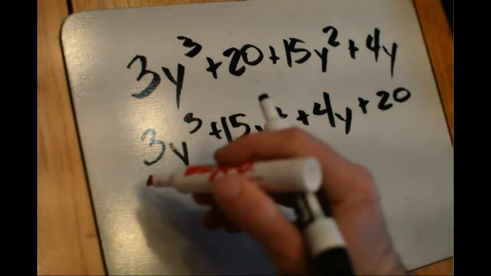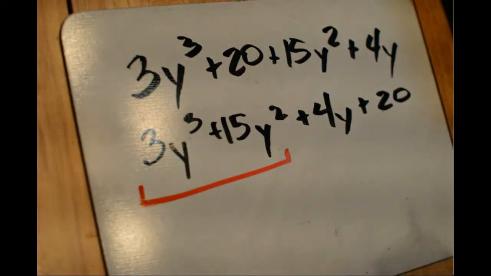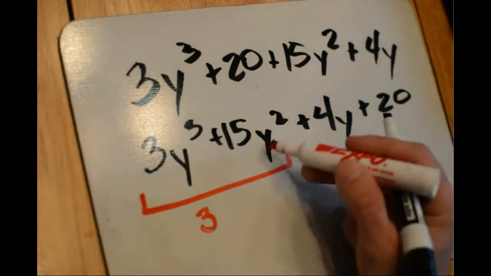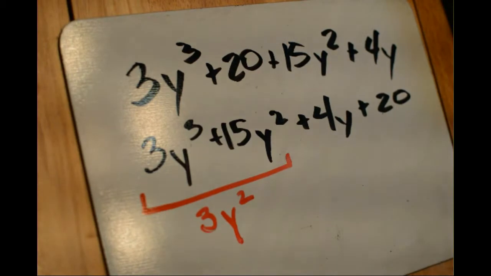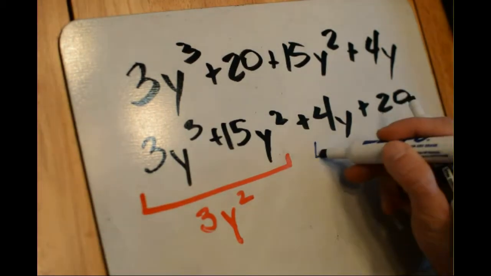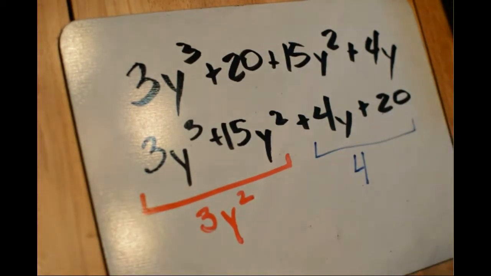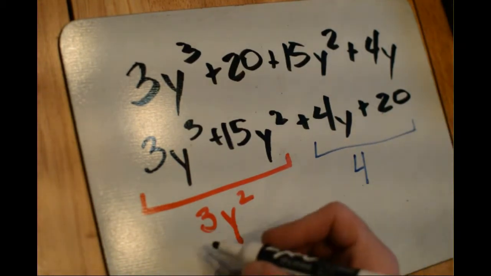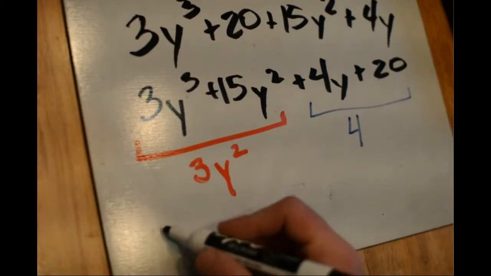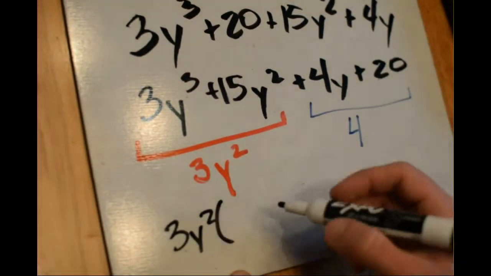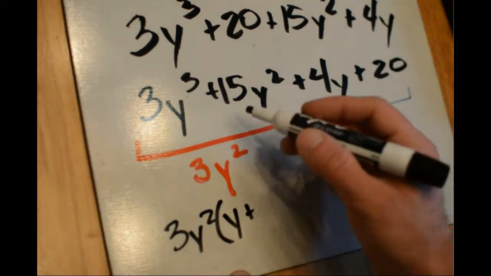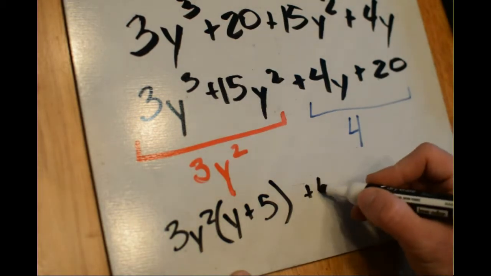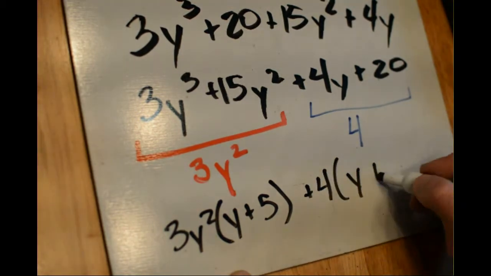So let's try this again now that we have this in order. So 3y to the third and 15y squared. Well, 3 divides both of those numbers, and I could take at most y squared from both. And from the last 2, 4 is a common factor of 4 and 20. And that has a y that doesn't, so we can't take any y's out. That's fine. So first 2 terms, I'm going to divide out 3y squared. And that's going to leave me with y plus, let's see, 15 divided by 3 is 5. And out of the last 2, I'm going to divide out a positive 4, and that's going to leave us with y plus 5.